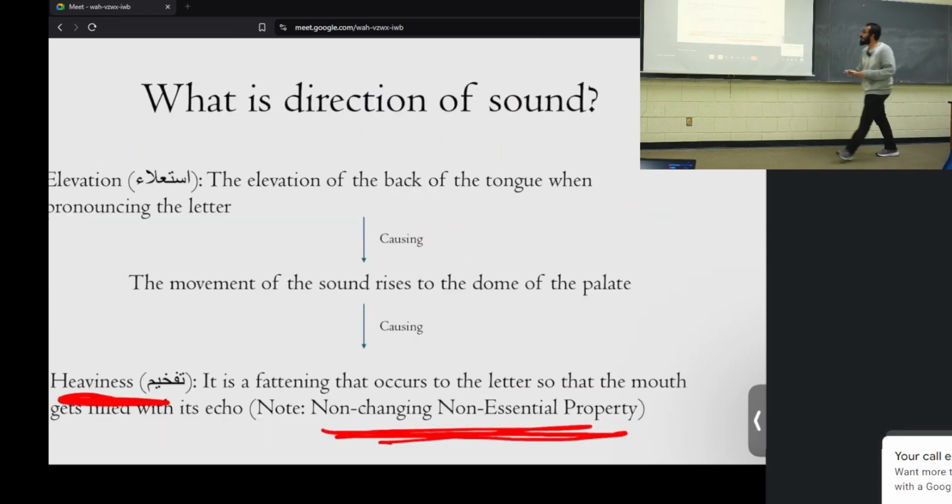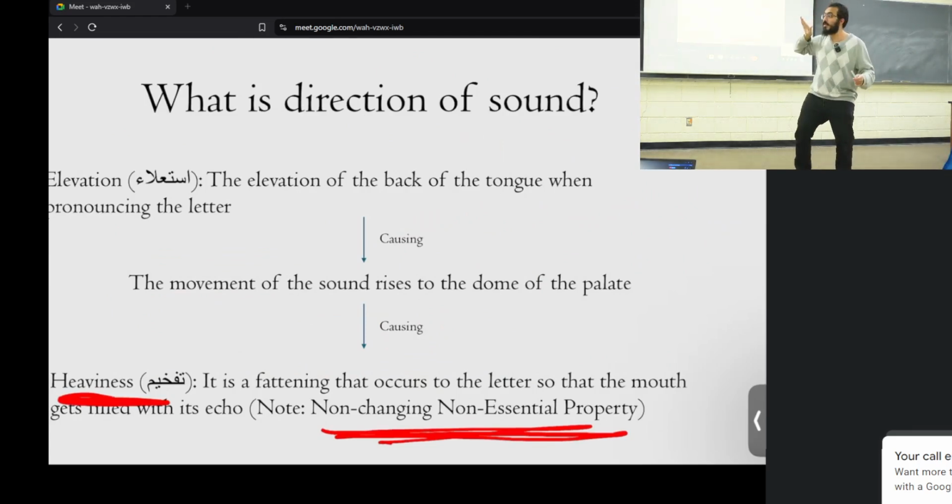Okay, so what happens with a heavy letter? The back of the tongue goes up. The sound hits the dome. I get that sound. Okay, what's the opposite? The back of the tongue goes down, and the sound immediately flows. It does not hit the dome. It just flows immediately, and I get a seen.